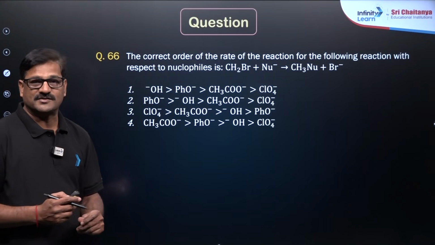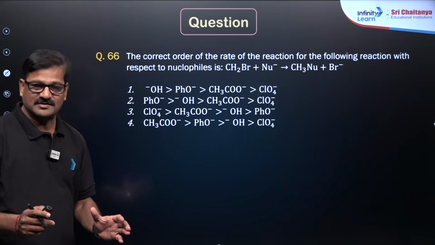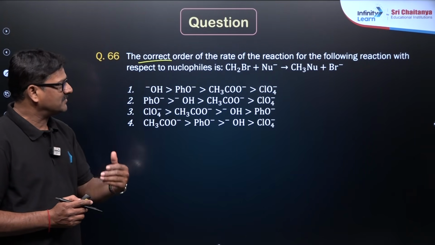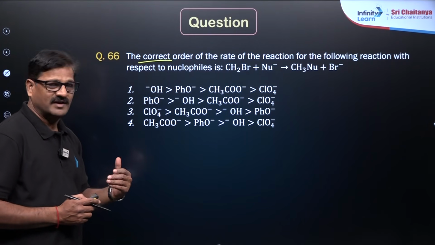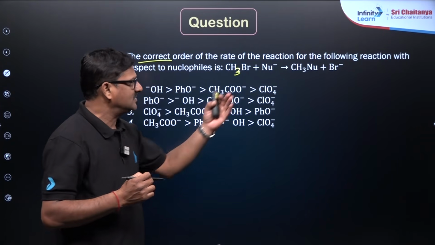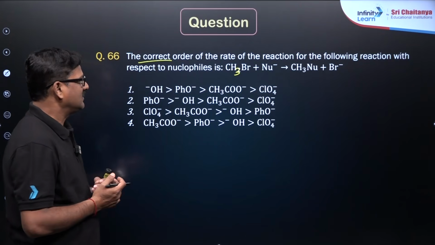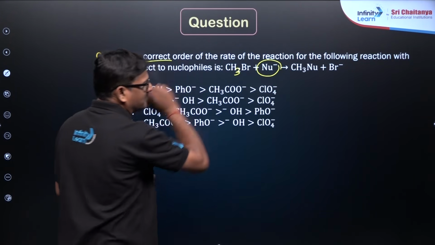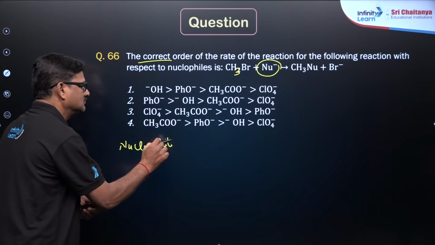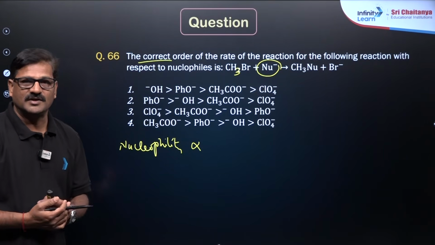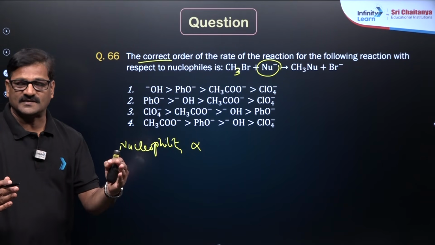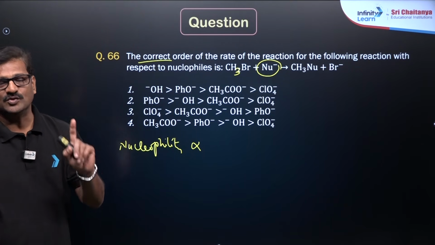Children, again this question is based on the nucleophilic substitution reaction of alkyl halides. The correct order of the rate of reaction with respect to the nucleophile: CH3Br with a nucleophile gives rise to CH3 with the nucleophile and Br minus. In that case, what is the order of strength of the nucleophile? Nucleophilicity is inversely proportional to the stability of the conjugate base. If the conjugate base is more stable, it is going to be less nucleophilic.